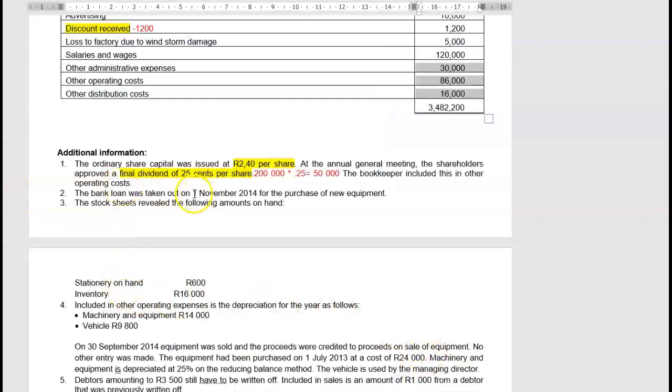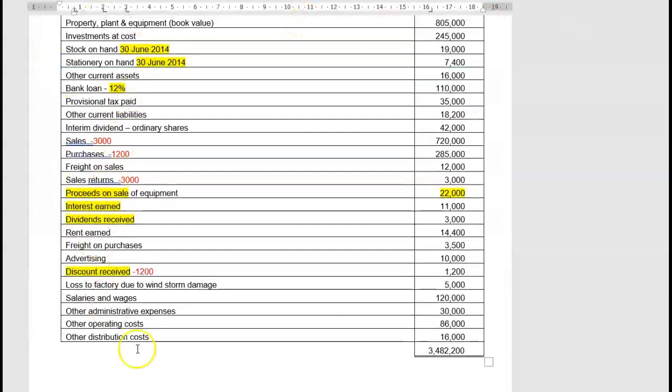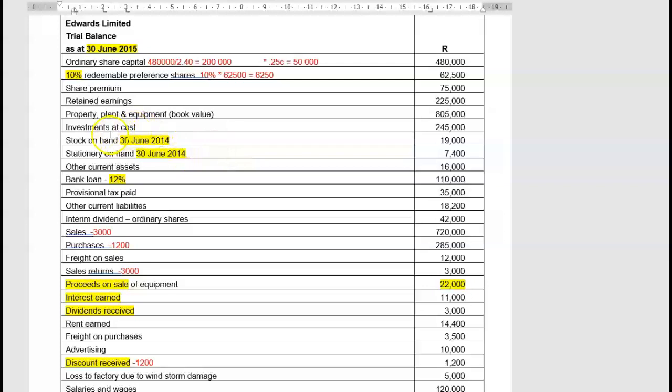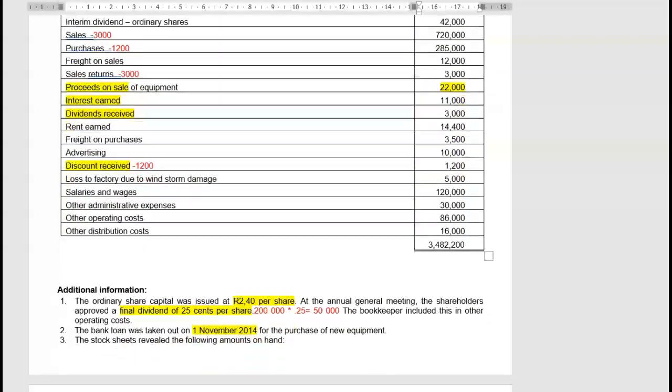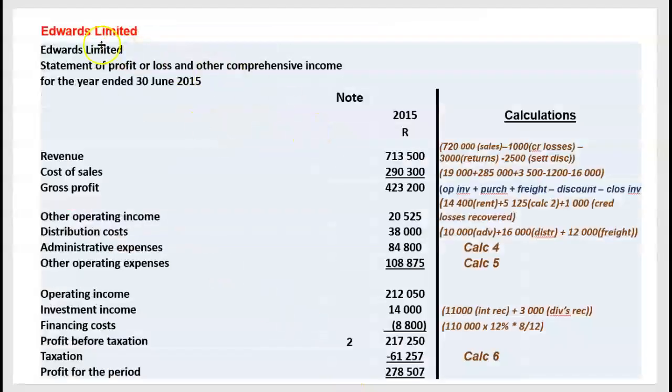The bank loan was taken out on 1 November 2014 for the purchase of new equipment. Now, if I look at my trial balance, there's no financing cost or interest paid somewhere in my trial balance. So obviously we have to make provision for that now. The loan was for 110,000 Rand. So 110,000 multiplied by 12%, multiplied by 8 months, because we've only taken it from the 1st of November. So we're going to show financing cost in our income statement, 8,800: 110,000 times 12% times 8 months.